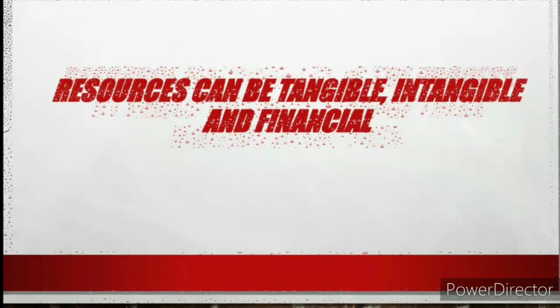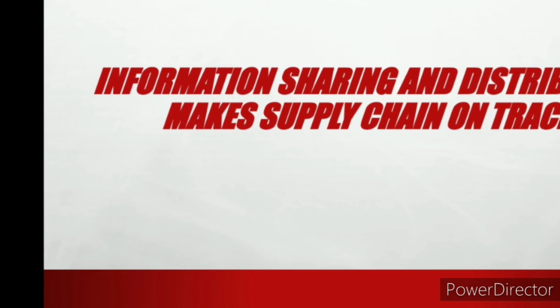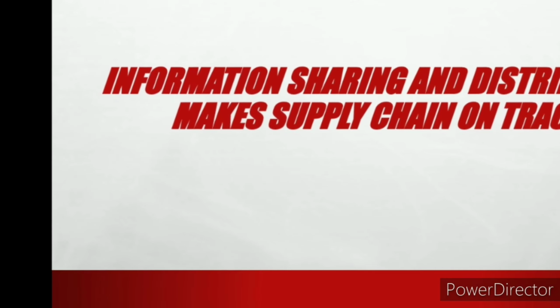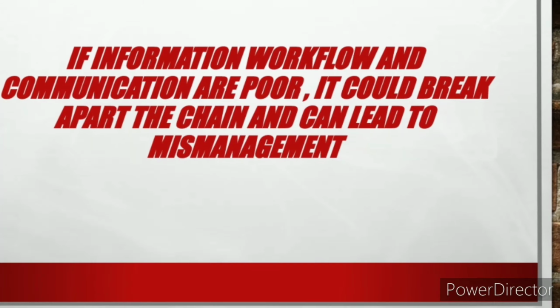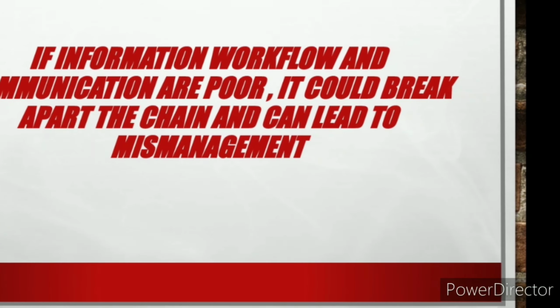The last function is information workflow. Information sharing and distribution is what really keeps all other functions of supply chain management on track. If the information workflow and communication are poor, it could break apart the entire chain and lead to mismanagement. A workflow consists of a repeatable pattern of activity enabled by the systematic organization of resources into processes that transform materials, provide services, or process information.